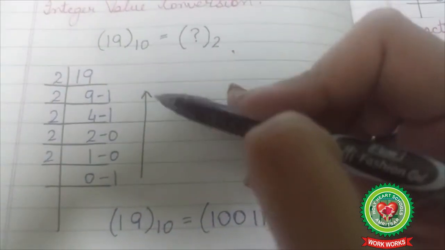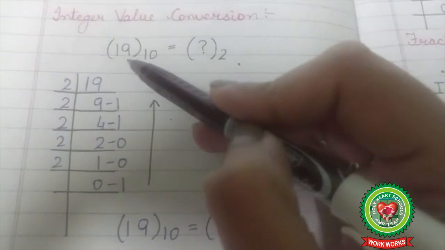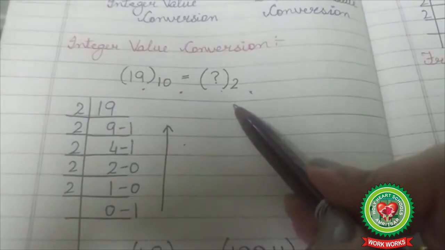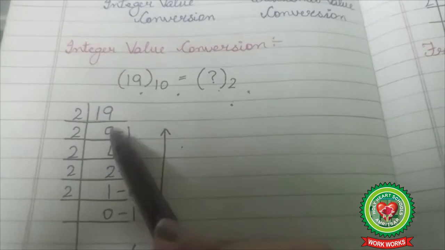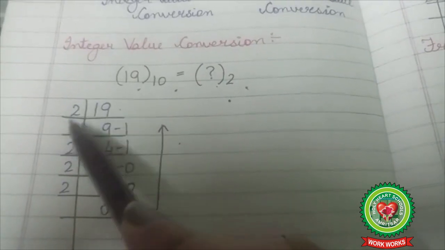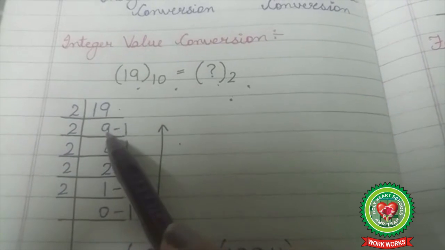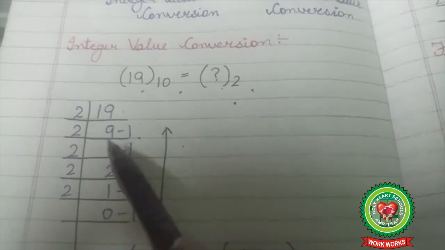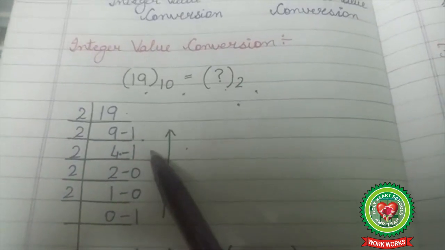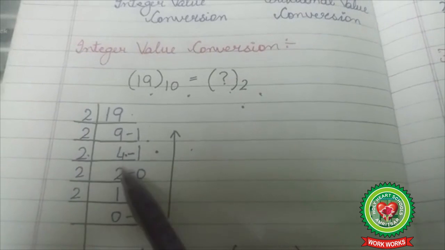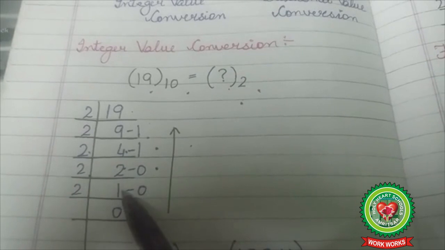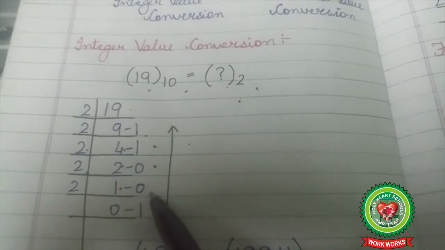Let's understand with the help of an example. Here, I am going to convert 19, a decimal number, to a number with the base 2, that is a binary number. So, we are going to divide this number by 2. 2 9s are 18 and the remainder is 1. 2 4s are 8 and the remainder is 1. 2 2s are 4 and the remainder is 0. 2 1s are 2 and the remainder is 0.